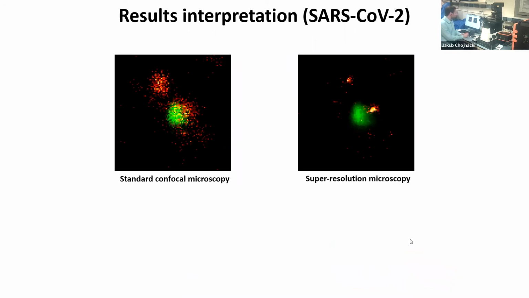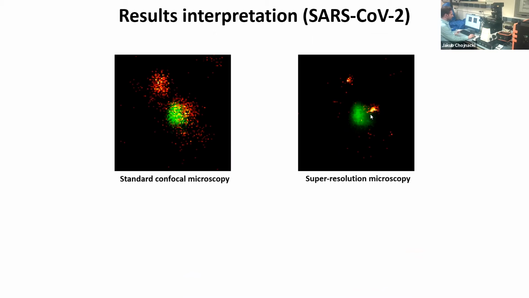Now, conversely, this is an example which I grabbed a little bit earlier. When we interpret the results for SARS-CoV-2, you can see once again that in a standard confocal microscopy, you just get orange blobs. In the super resolution microscopy, you see a signal here that is much more discrete, and we can see exactly where it is.